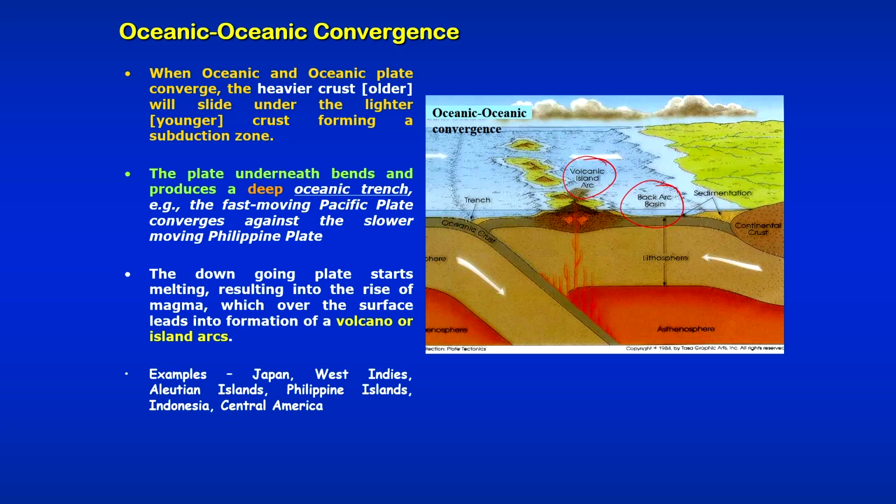Examples of oceanic convergence are the Himalayan islands, Japan, the West Indies, Philippines, Indonesia, and Central America. Now, about the trench part, because at the end we will also talk about the two different types of trench. One is the Mariana Trench type subduction, and another is the Chilean trench type subduction.